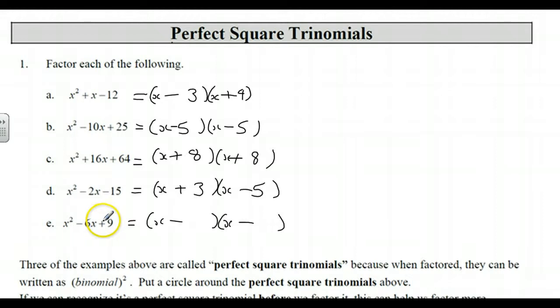This is a plus. Both factors have the same sign, which is negative. Two numbers that multiply to 9 and add to 6 are 3 and 3. X squared minus 3x minus another 3x is minus 6x plus 9.